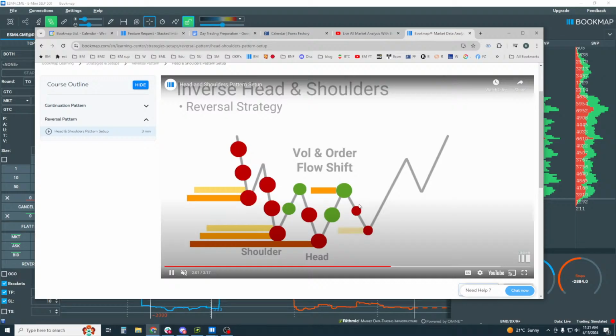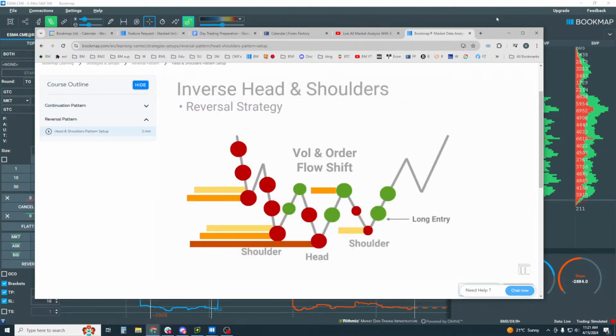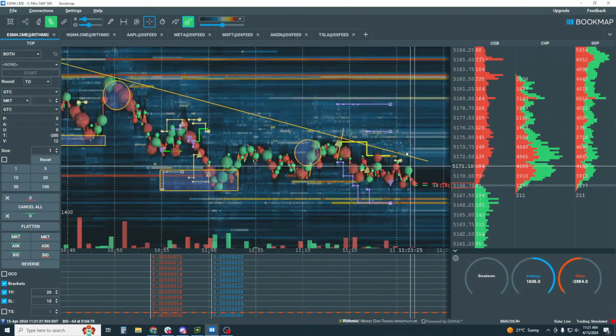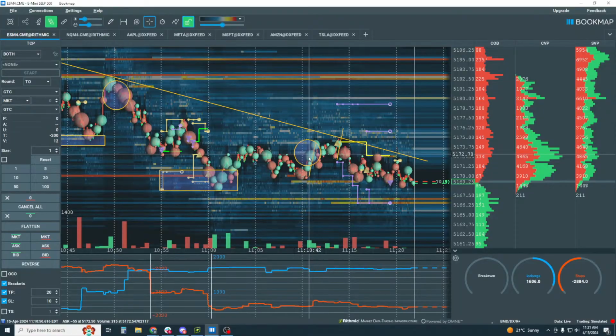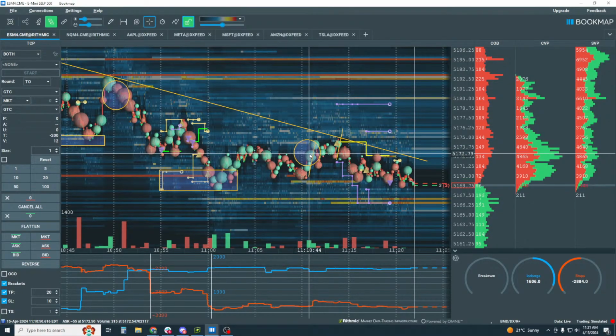Now we're looking for a low volume pullback on the sell side, high liquidity at a higher area here, our higher low, and now we're looking for our buyers here. This would be our shoulder. Now we're looking for our buyers in here. Okay, so that's what we're looking for, and that's what we're trying to look for in here as well.